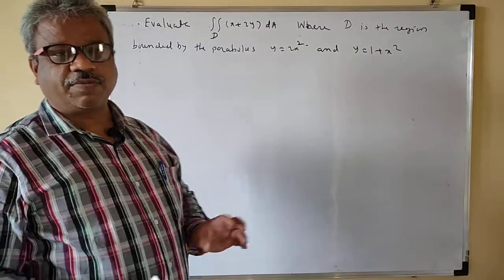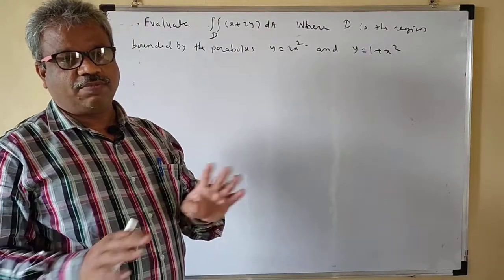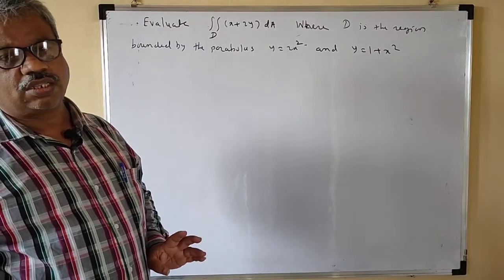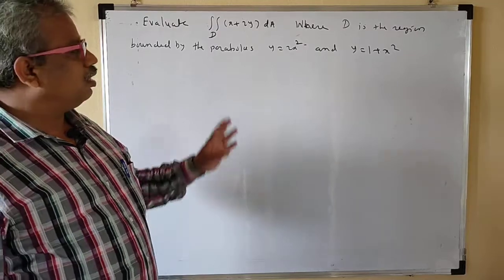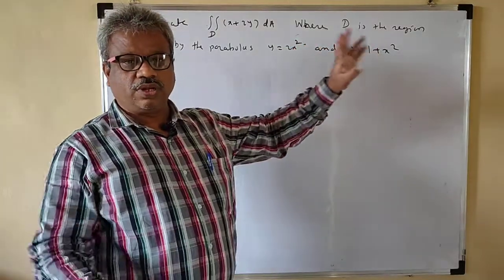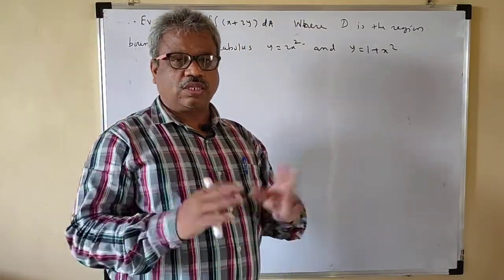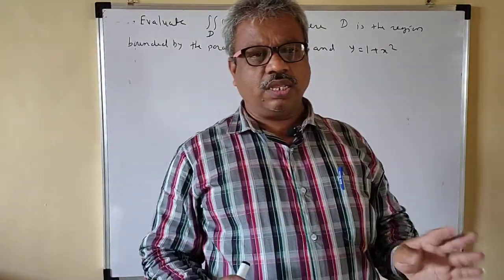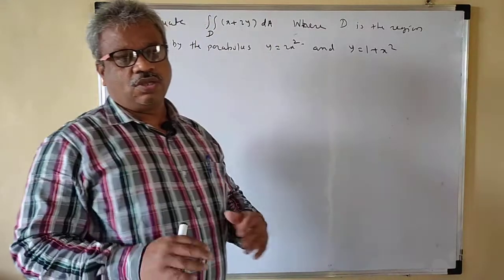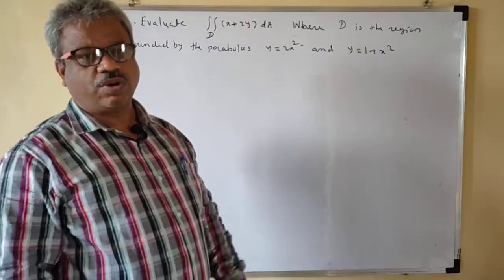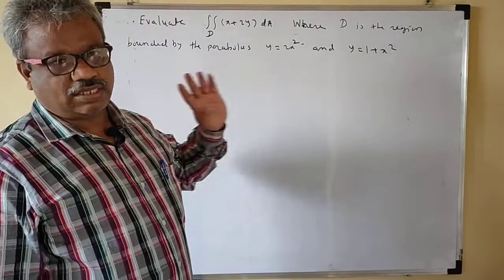So today we'll see double integration in such a way that the limits of x and the limits of y are not given. Only the region is given. The region is bounded by two curves, or three curves, or four curves. In this form, the region is given. So we'll evaluate the double integration over the region that is given to you.